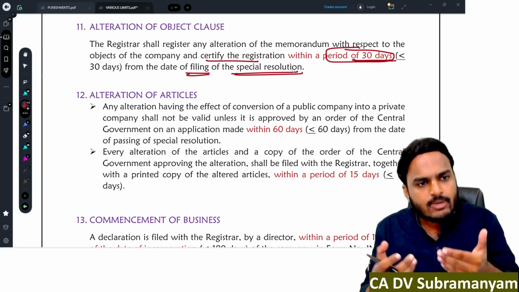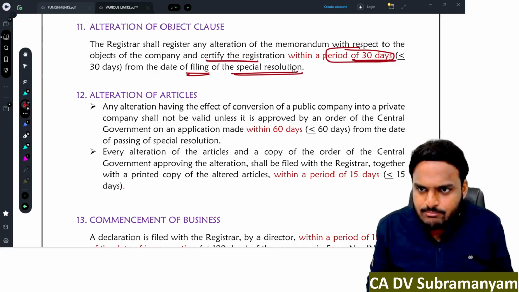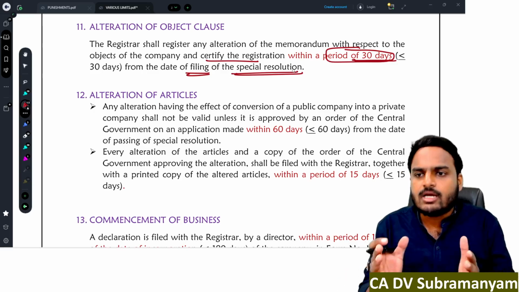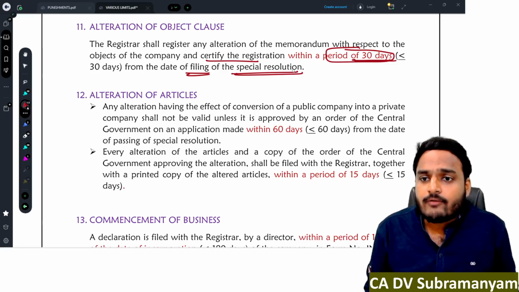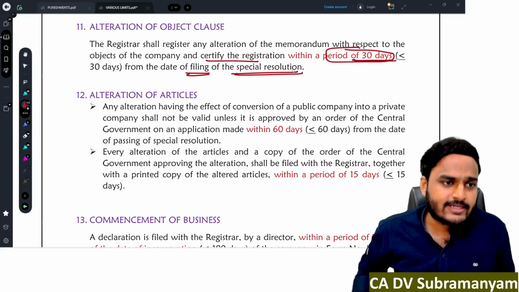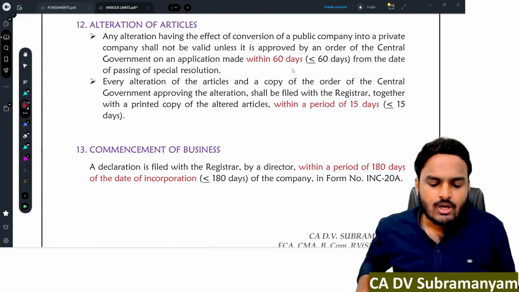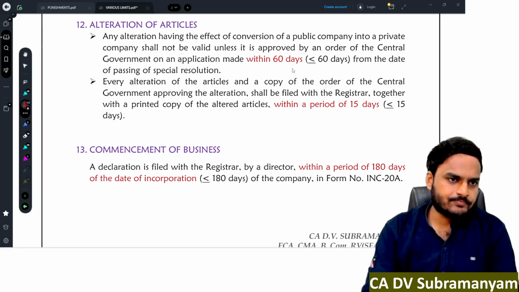Yes, it is also received by the registrar. Now from the date of receipt of these documents, within 30 days, a registrar shall issue a certificate of registration of alteration of objects. Next one, alteration of articles.